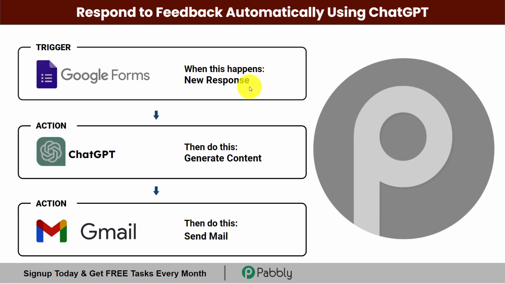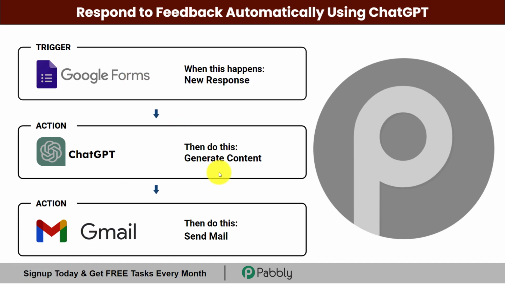In this video, we are going to understand how to respond to feedback automatically using Chat GPT. So let's say that in your office there is a new HR policy released, and you want that every time the form has been filled with the feedback for the HR policy that has been recently released, then with the help of Chat GPT, the content should be generated. Basically, the reply should be generated as per the feedback received, and then a mail should be sent to the user who has just filled up the form.